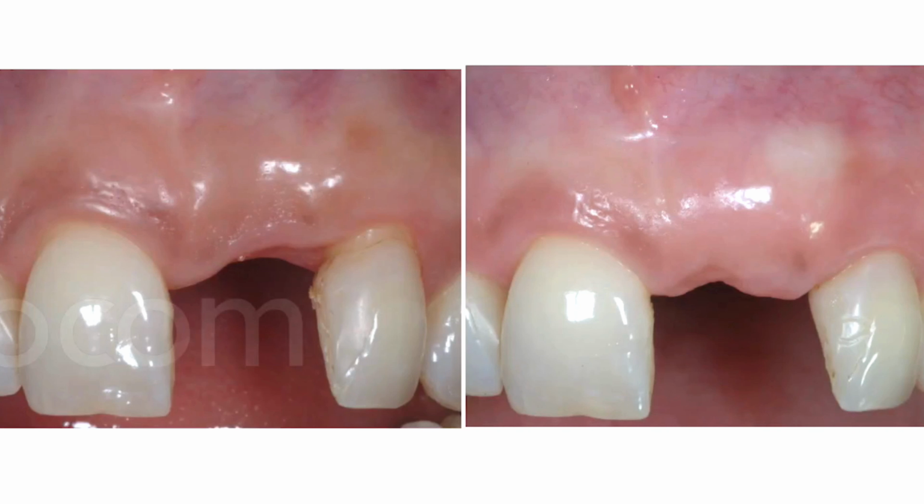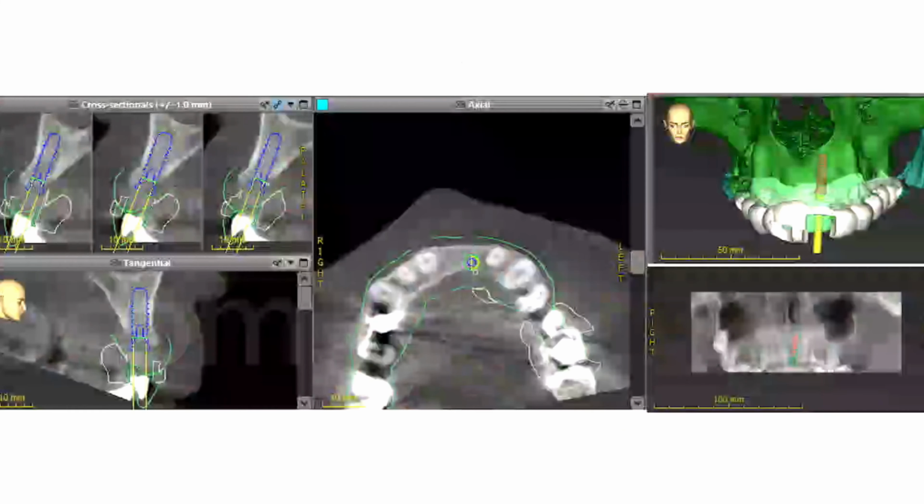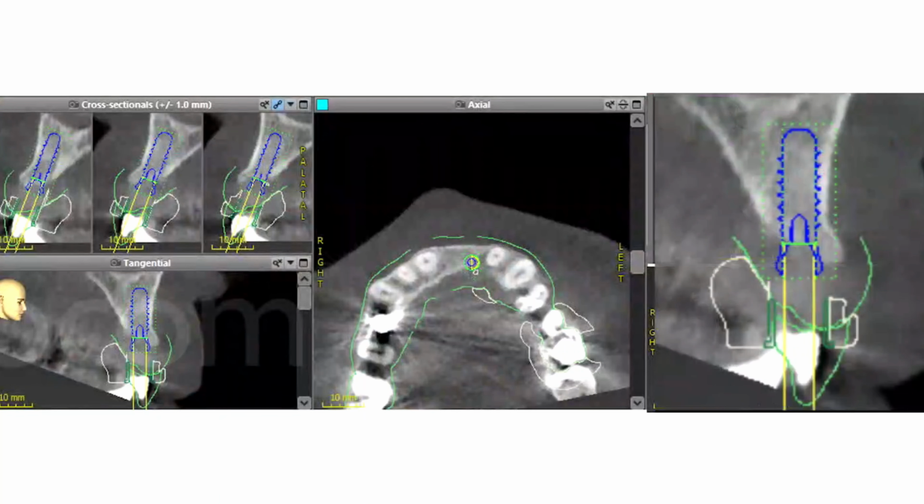And so this is the condition of the papilla before and after. We gain 1 millimeter of papilla height above the papilla between the two central, and we gain 4 millimeters of papilla height at the level of the mesial papilla of the lateral incisor. So now the soft tissue is perfect. So we can plan our implant placement.